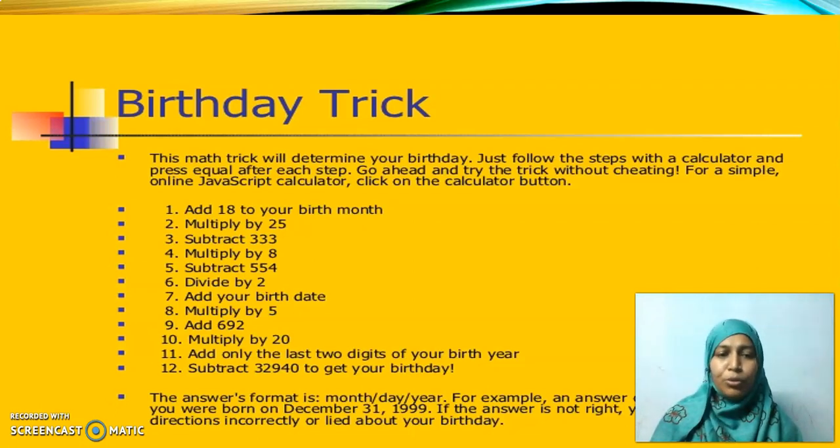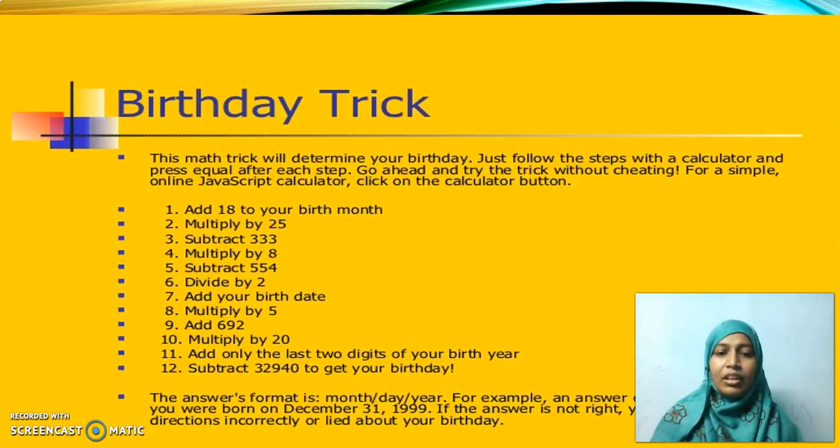After dividing by 2, add your birthday date. If you are born in the month of June with the date 23, add 23. Then multiply by 5. Then add 692. Again multiply by 20.